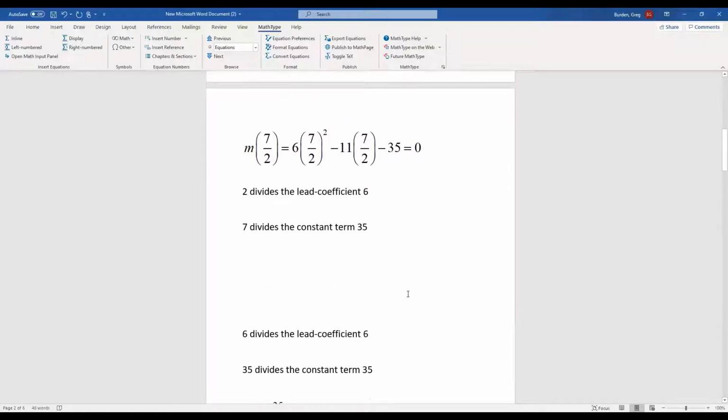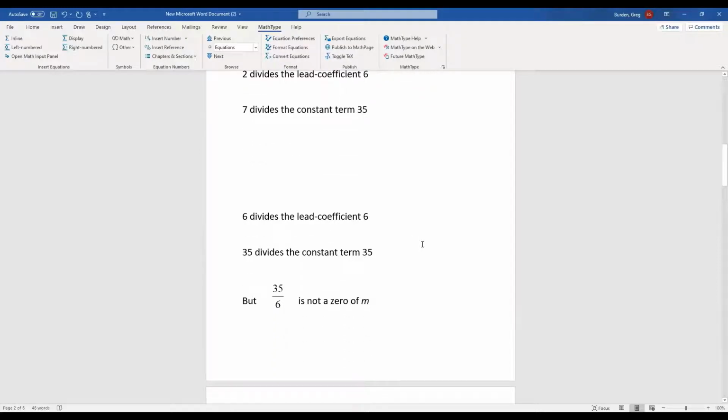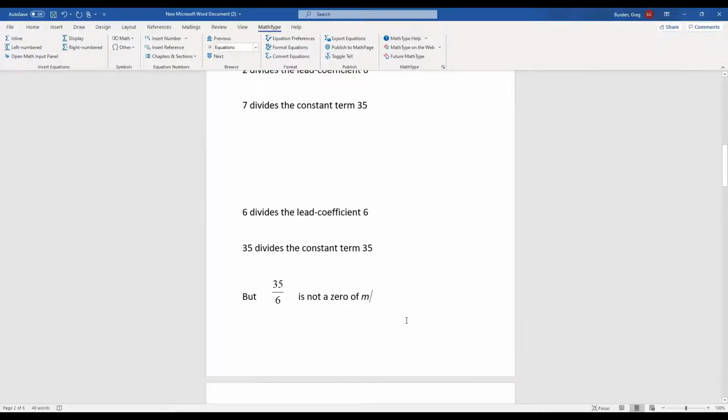So the point is that just because you can create a rational number by looking at the lead coefficient and the constant term doesn't mean that number will actually be a zero of the original polynomial. But if there is a rational zero, you'll find it by this process.